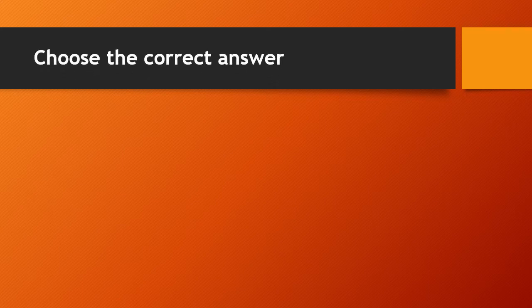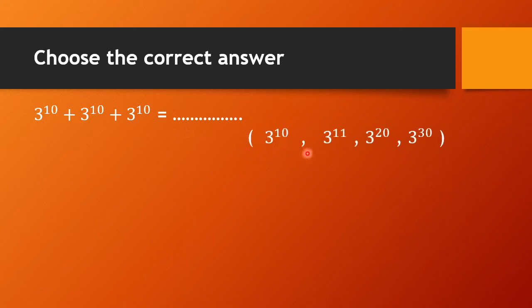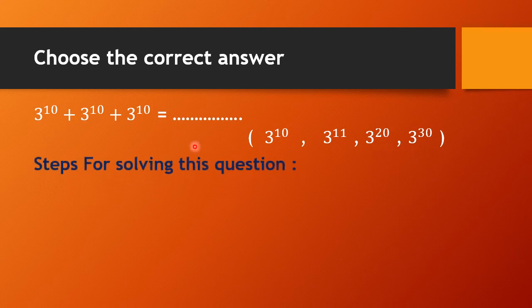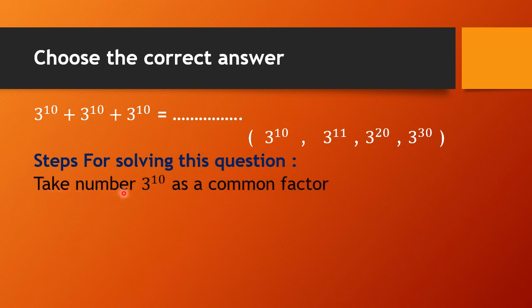Choose the correct answer. 3 power 10 plus 3 power 10 plus 3 power 10 equals: 3 power 10, 3 power 11, 3 power 20, or 3 power 30. Steps for solving this question. Take 3 power 10 as a common factor.